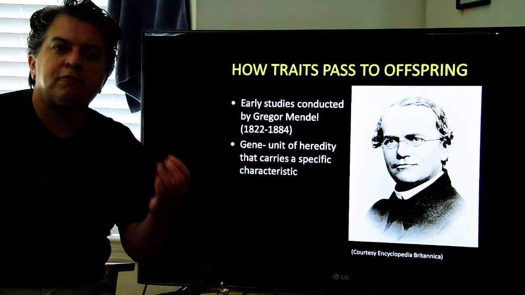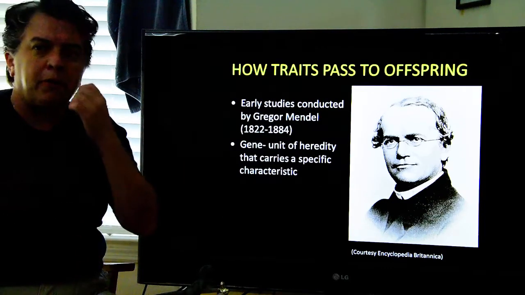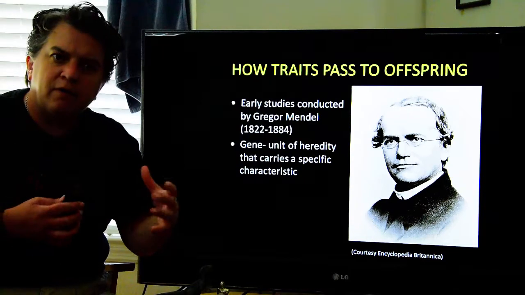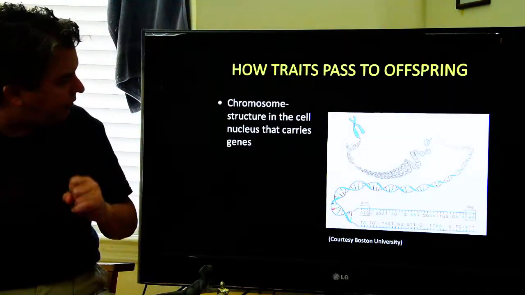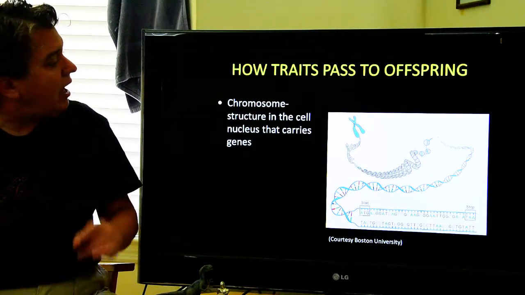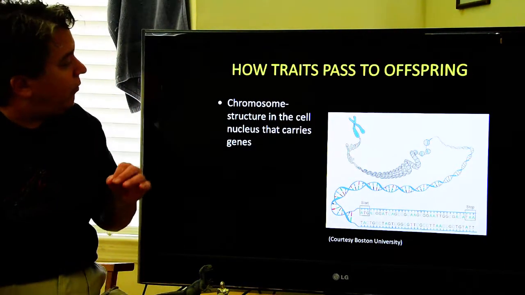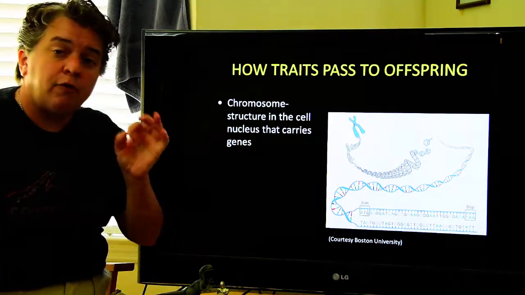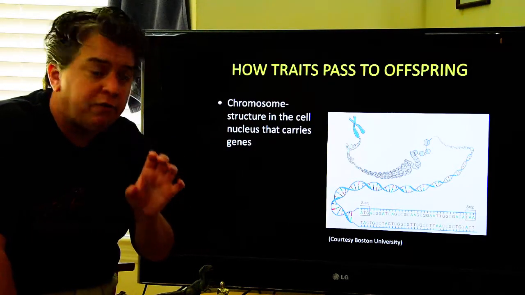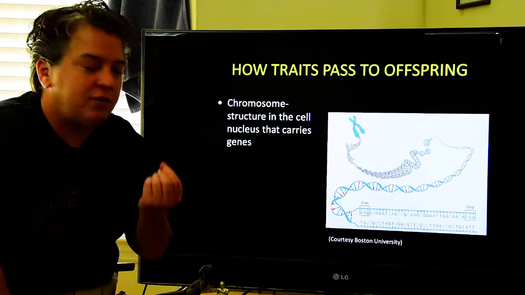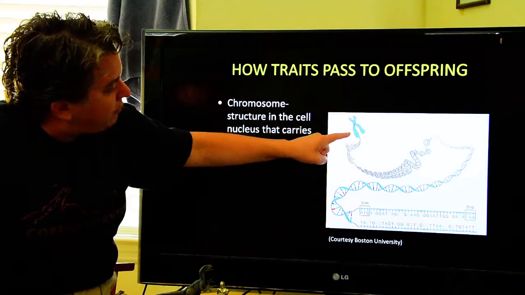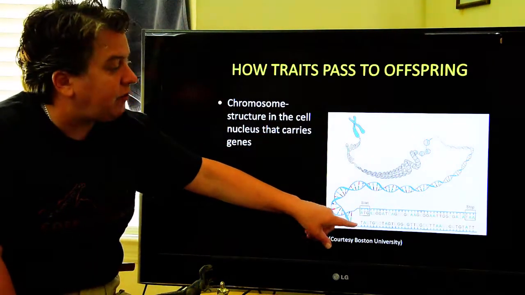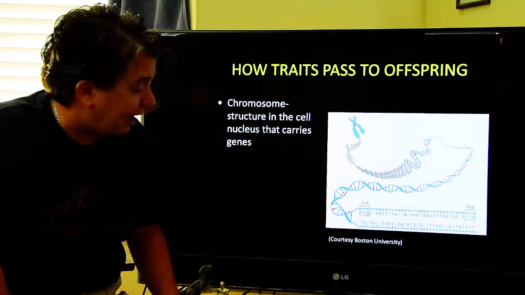So you might have a gene for green eyes, or a gene for brown eyes, or a gene for being dark-haired or being light-haired, right? There's this thing that carries that specific characteristic. And now we also know that we have these chromosomes in our cells. And the chromosome is a structure in the nucleus of a cell that carries the genes. So we have this chromosome that carries our genes, and those genes are actually the DNA that we have.